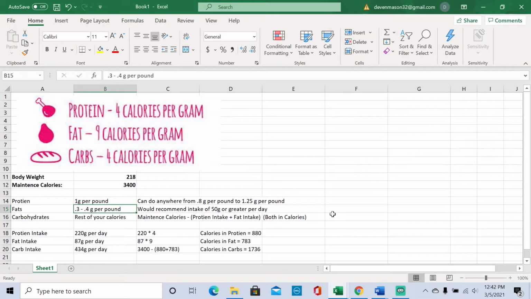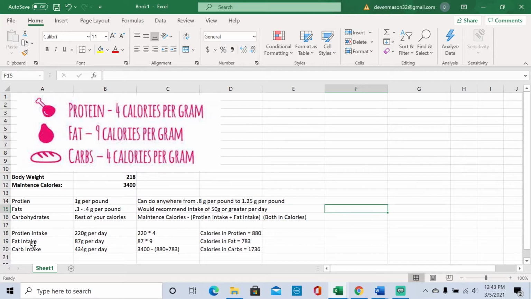My recommendation would be to keep your fat intake at 50 grams or greater per day. If you're a smaller human being, say maybe the 100 to 130 pound range, then you might be one of those exceptions where it may be okay to lower your fat. But essentially, you want to keep enough fat in your diet to make sure that you do not have any repercussions from not having enough.